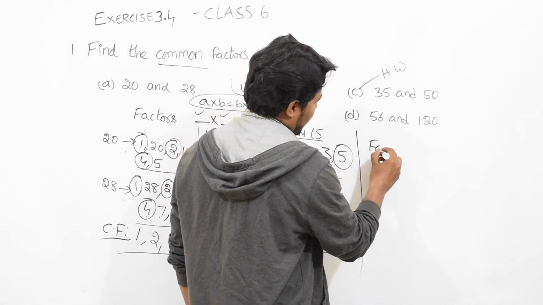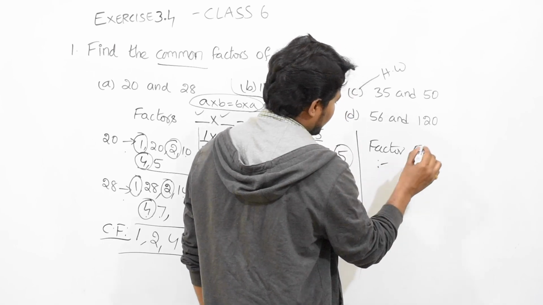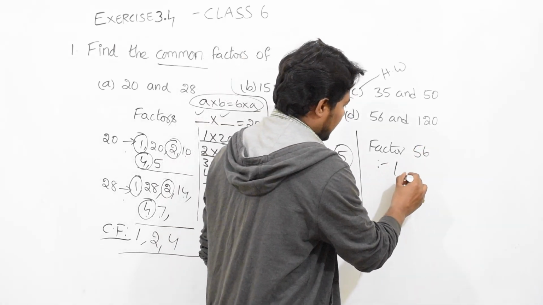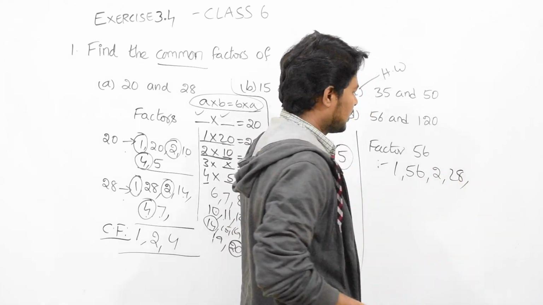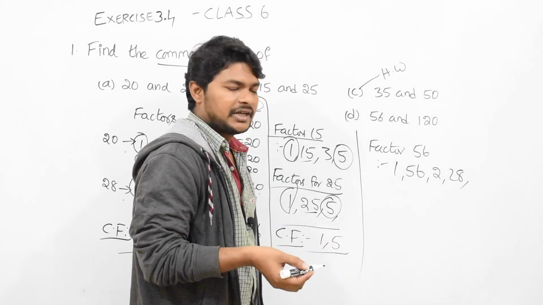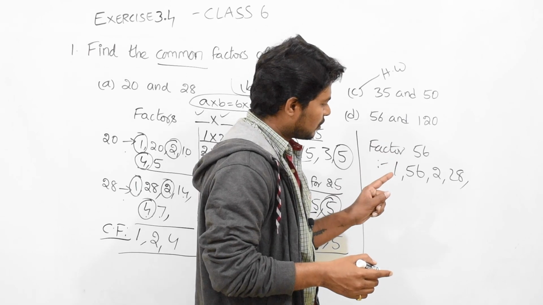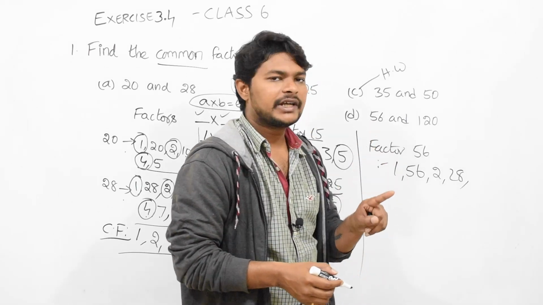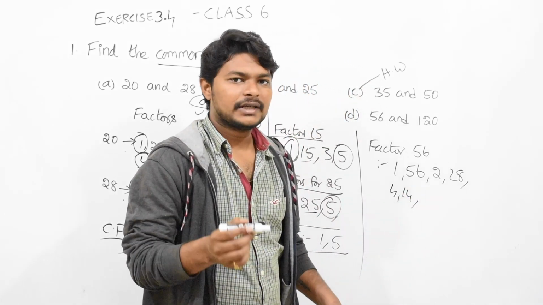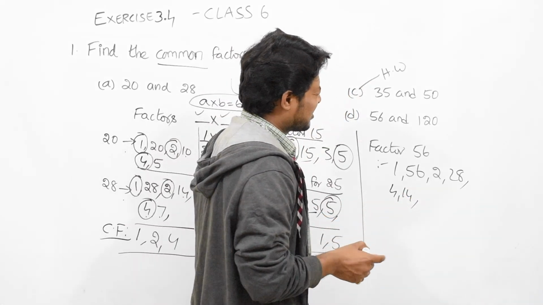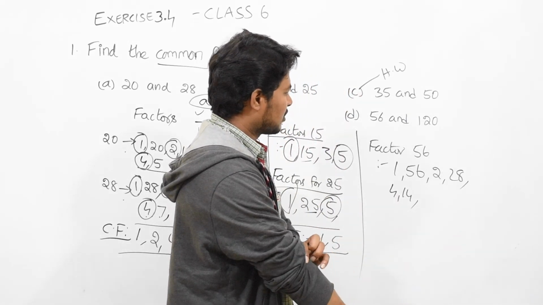Then factors for 56. 1 into 56, 2 into 28, okay, then 3 will not come, then 4 into 14 equal to 56, okay, 4 and 14, then 5 will not come, 6 will not come, 7 will not come, or not.